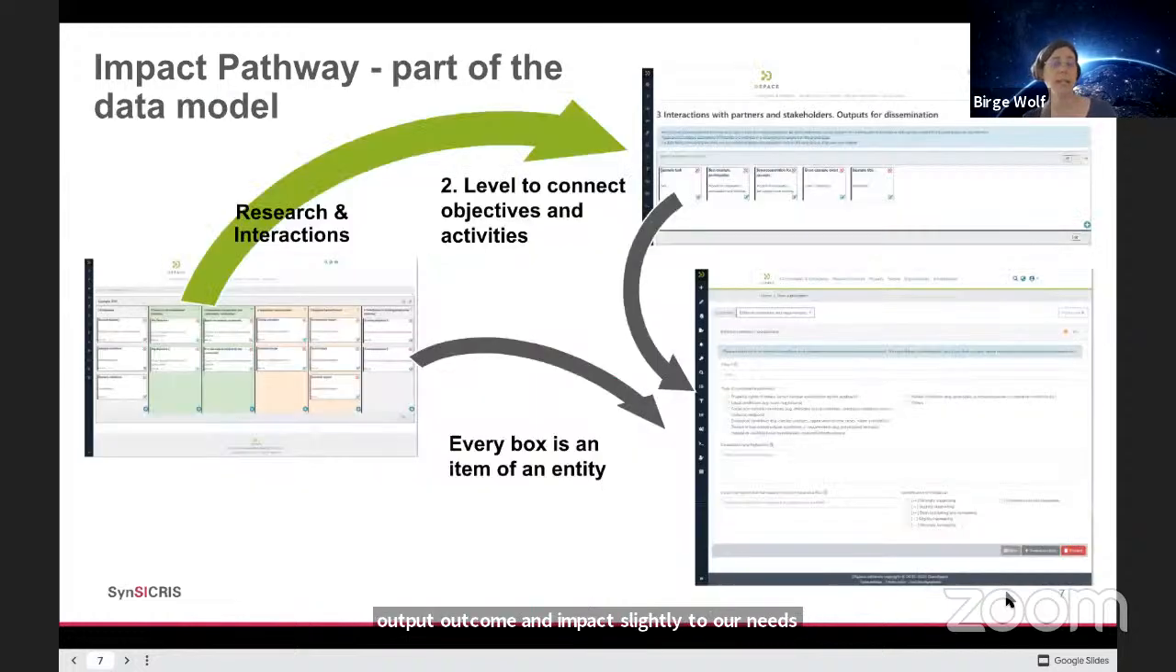Next slide, please. And we allow to have in the step research and interactions a second level to connect objectives on the first level to the activities. And every box you see there is an item of an entity. Next slide, please.